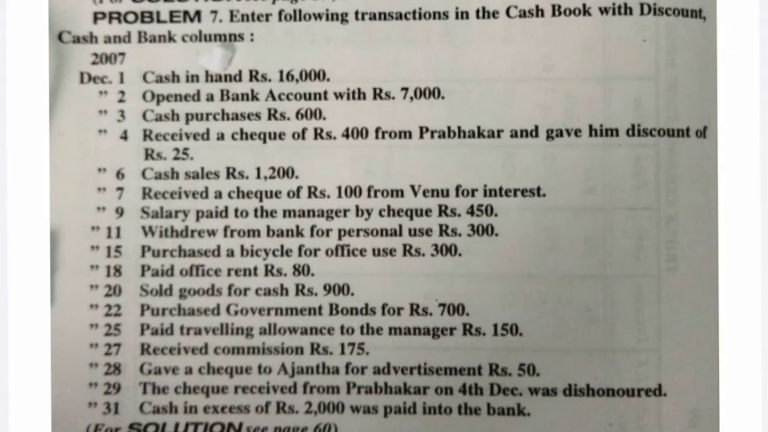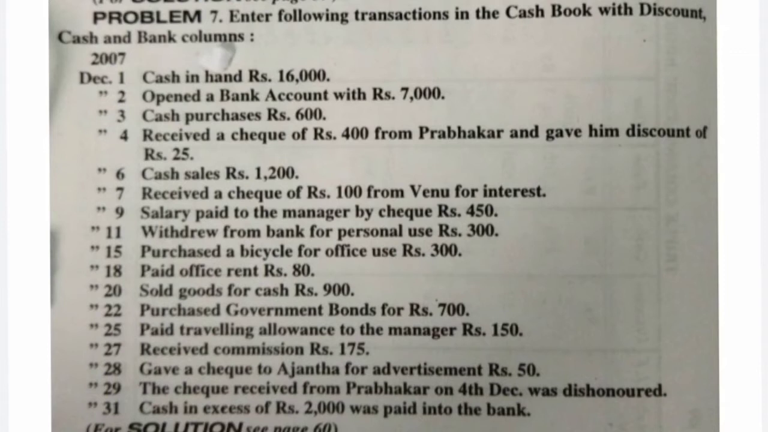Gave a check to Ajanta for advertisement rupees 50. So we are incurring the advertisement expenses. There is some expenditure in these transactions, that is advertisement. So debit all expenses and credit what goes out, that is we are paying through check. Real account principal, credit what goes out. So advertisement expenses account debit rupees 50 to bank account rupees 50. Bank is on the credit side, so we need to credit the bank column on the credit side of the cash book with rupees 50.